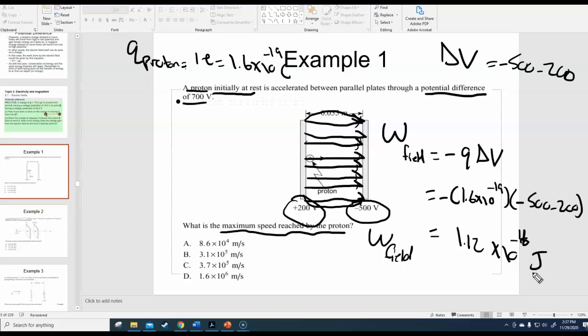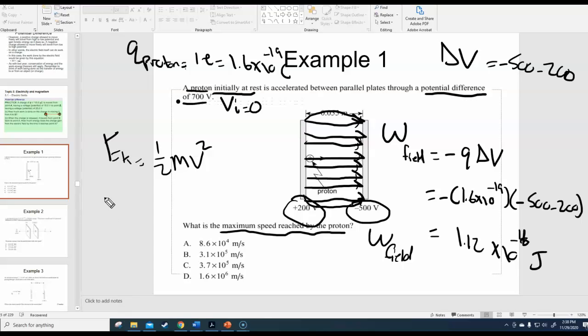Okay, how much energy does it gain from the field? It gains this much energy. Now, what type of energy does it gain? Well, it gains kinetic energy. In this question, we're asked what is the maximum speed reached by the proton. If the proton was initially at rest, that means that the initial speed of the proton was 0. We can find how fast the proton is moving now because we know that kinetic energy is 1/2 mv squared.